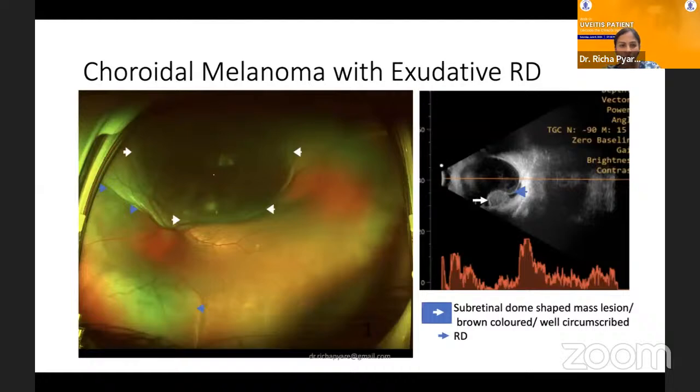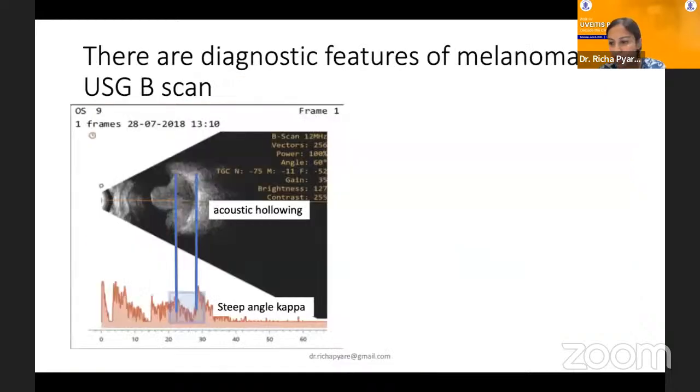Moving on, there is a subretinal mass lesion here as well, but it is dome-shaped, it is brown in color, it is well circumscribed, and there is associated exudative RD again. On ultrasound B scan, we can make out again a dome-shaped or a mushroom-shaped or a collar stud lesion with draping of retina and associated subretinal fluid around it. There are more typical features on ultrasound, such as acoustic hollowing, which is basically a sort of hypoechogenicity of the melanoma base, and this is also noted as the steep angle kappa on the A scan. This is a case of a choroidal melanoma.